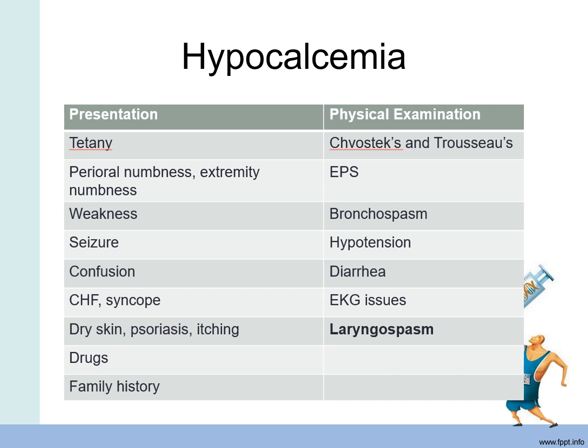And this slide shows, just like what we did with the hypercalcemia, the presentation and physical exam. You will see the Chvostek's and Trousseau's sign here. And in bold-faced is laryngospasm. These patients, if they have severe hypocalcemia, can have life-threatening laryngospasm. So these would need to be sent to the emergency room for that. They can have EKG issues, diarrhea, hypotension, bronchospasm, confusion. They may have seizures if the levels are low enough, and they can have the perioral numbness and extremity weakness.